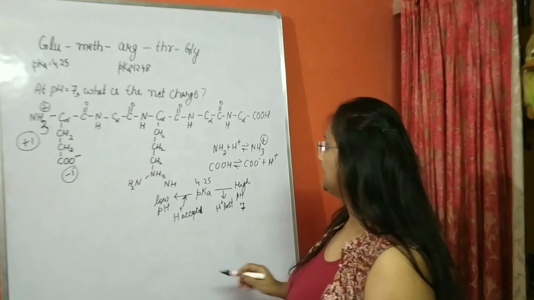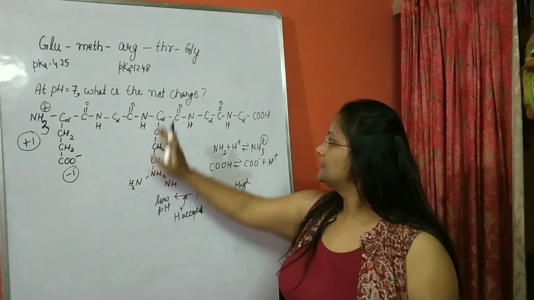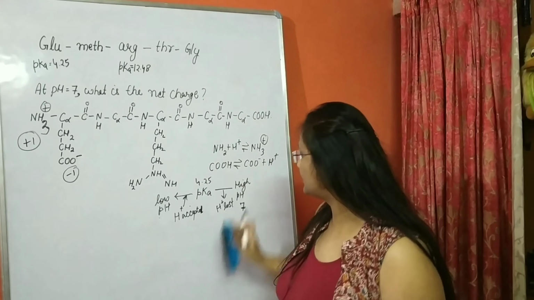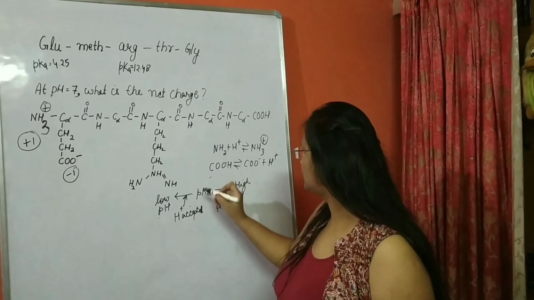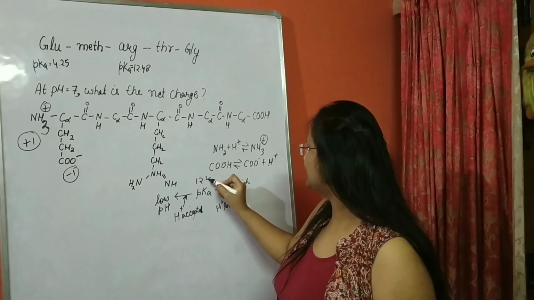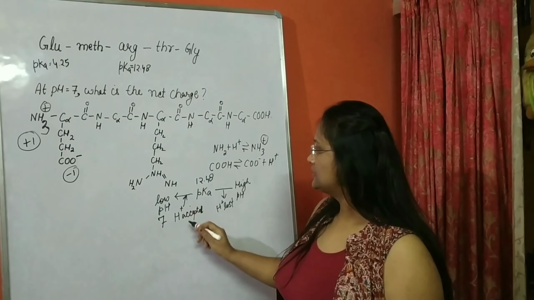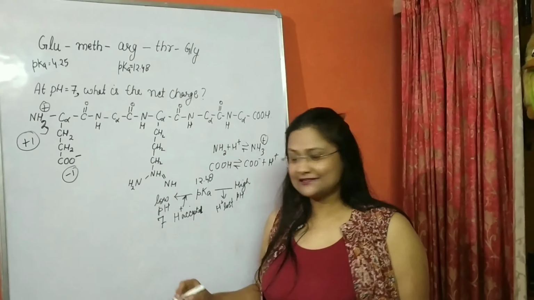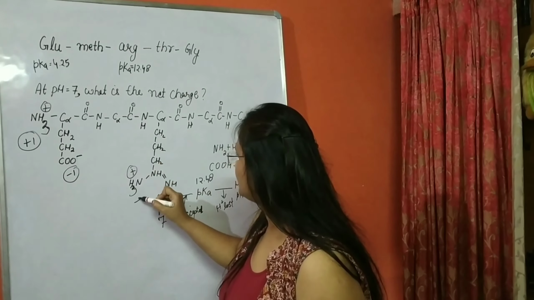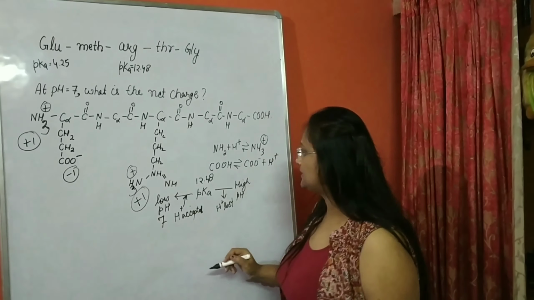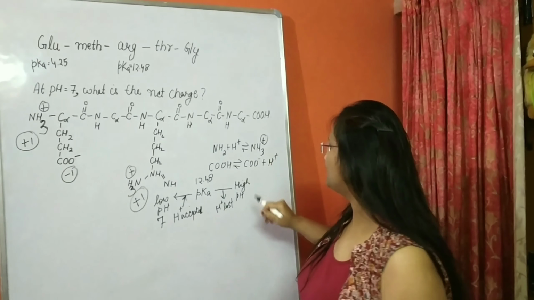Right? Now we will find out for this one. So the pKa is 12.48, and it is kept at lower pH 7. So H plus will remain accepted. So it will be NH3 plus. This is +1.